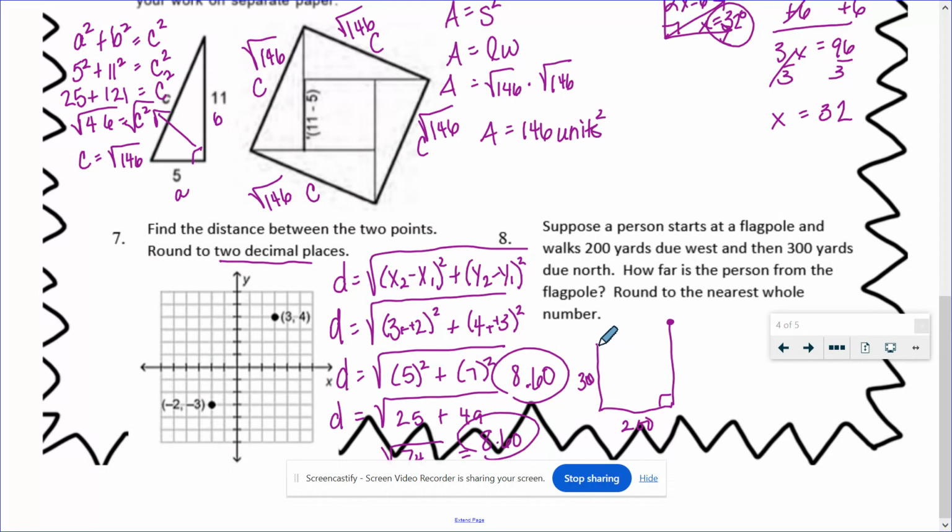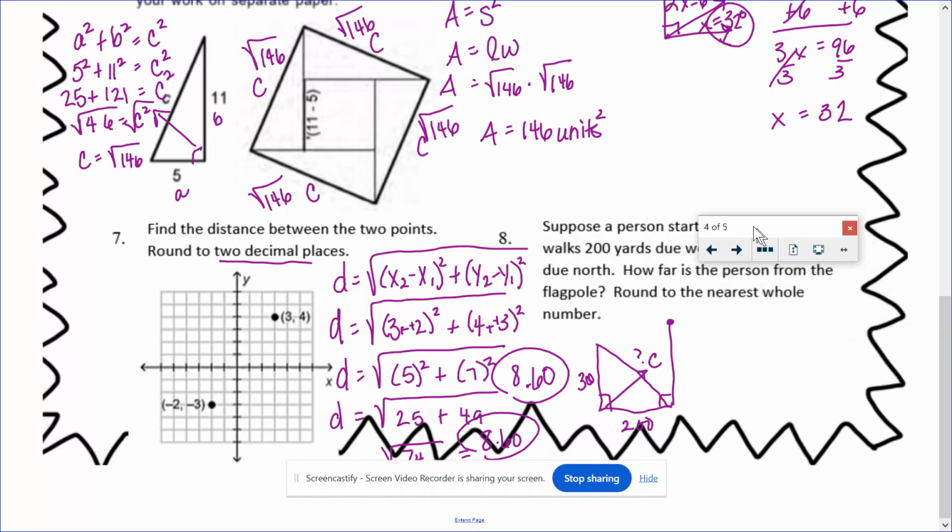How far is the person from the flagpole? Okay, so here's another right angle. So I thought it was going to be this one, but it ends up being this right angle over here. So I'm actually looking for side C.